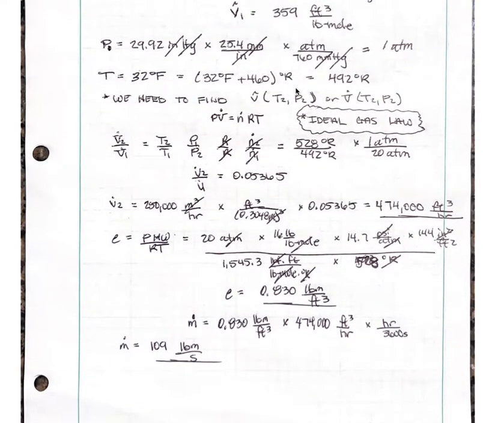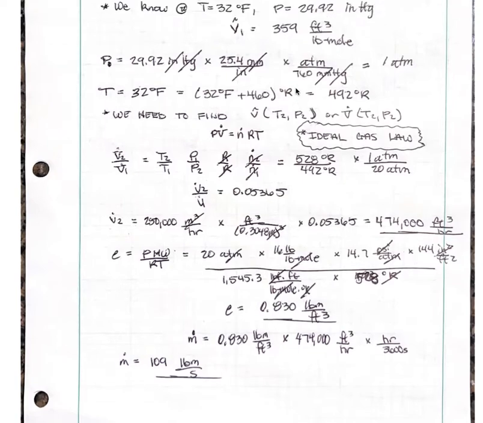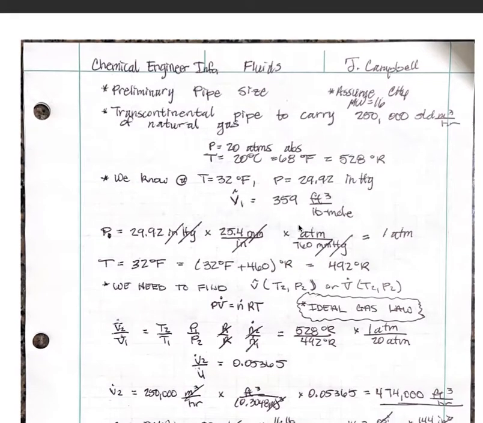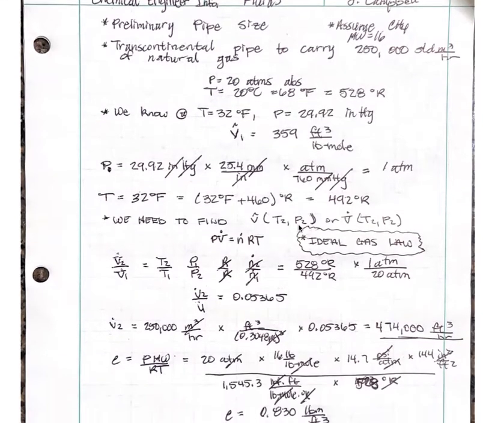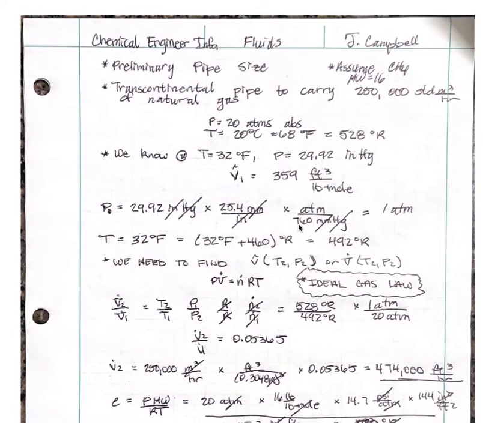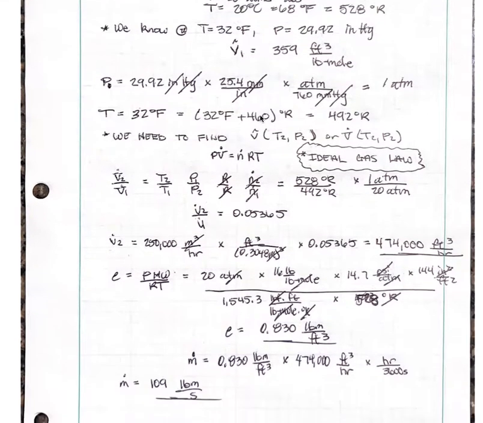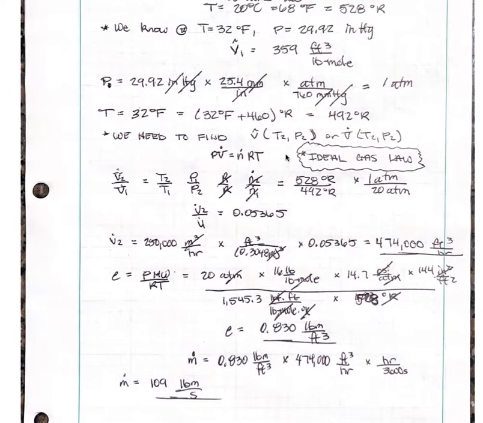And so now we need to find the molar volume at a state of a temperature, what was it? Yeah, at 68 degrees Fahrenheit and 20 atm absolute. So ideal gas law, PV equals nRT.